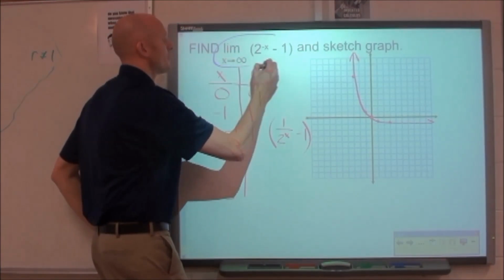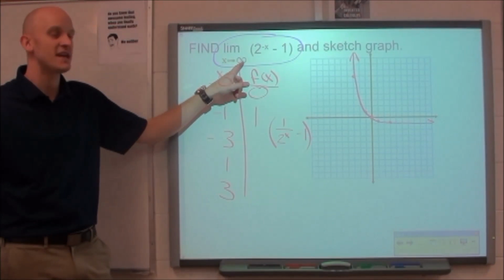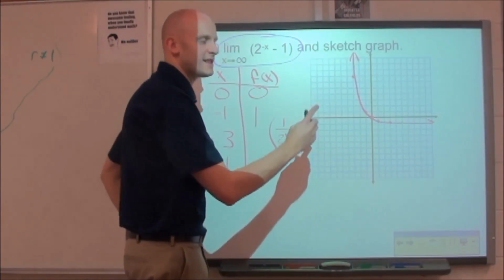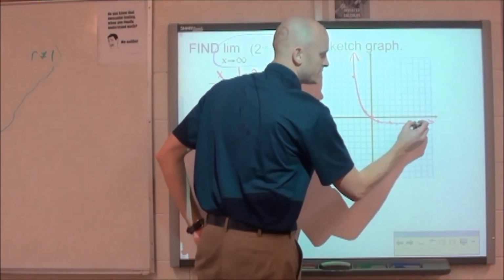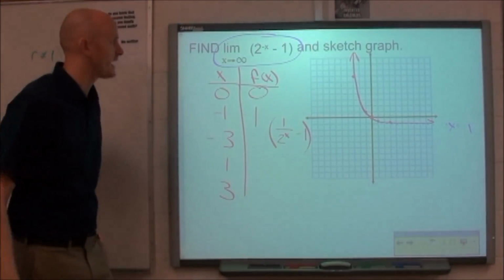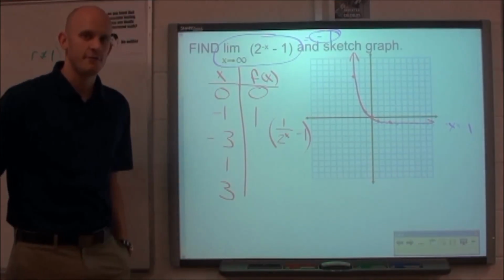Now, to answer the limit, we want to know what this function approaches as x goes to infinity. As x goes to infinity, we see that the function approaches this value of -1. So our answer for our limit is -1.